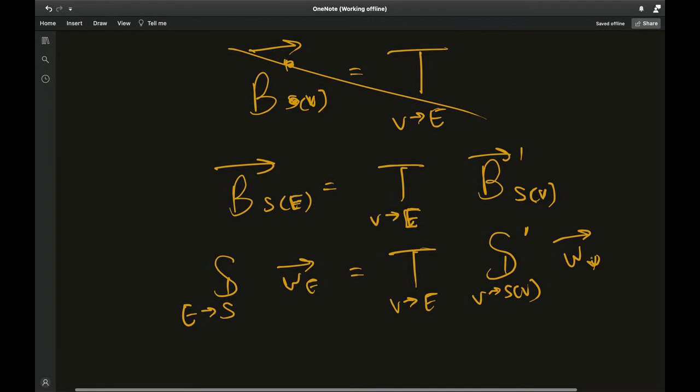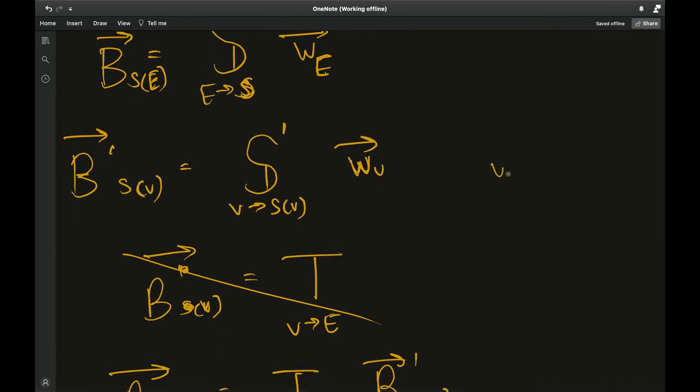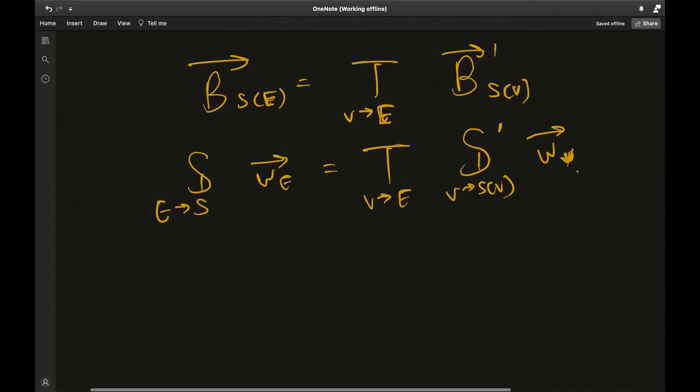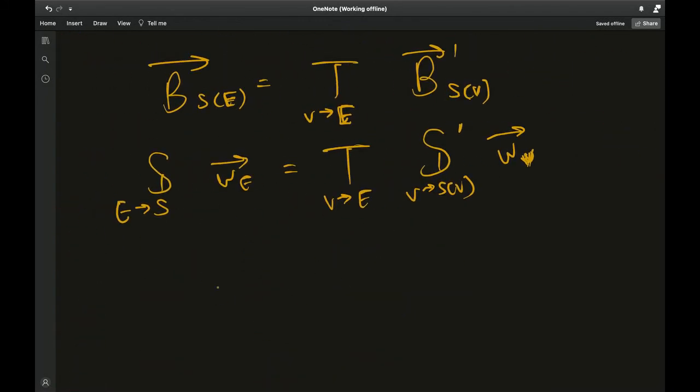Now again, there's a domain-codomain problem over here. So we remember that W in the standard basis is the transformation matrix from V to E of the W in the new basis V. So we basically use that over here, because the W in basis V will just be the inverse from E to V of W of E. So I'm just going to use that.